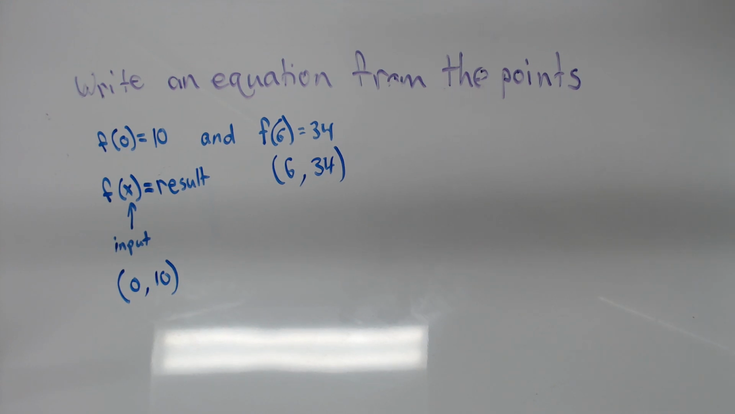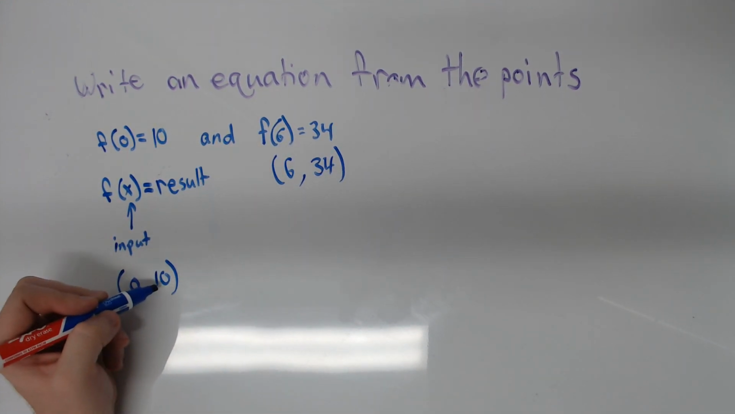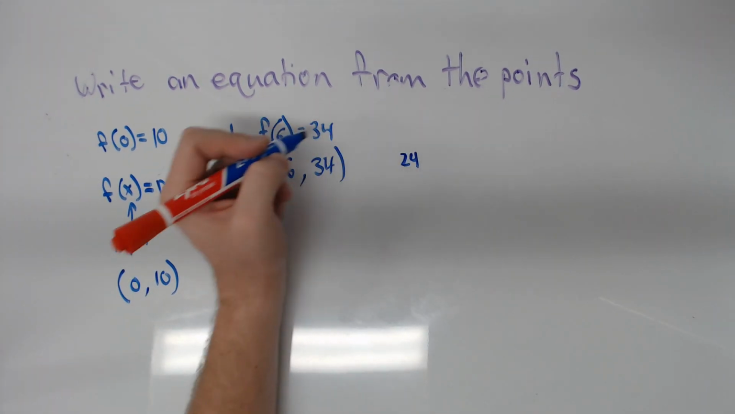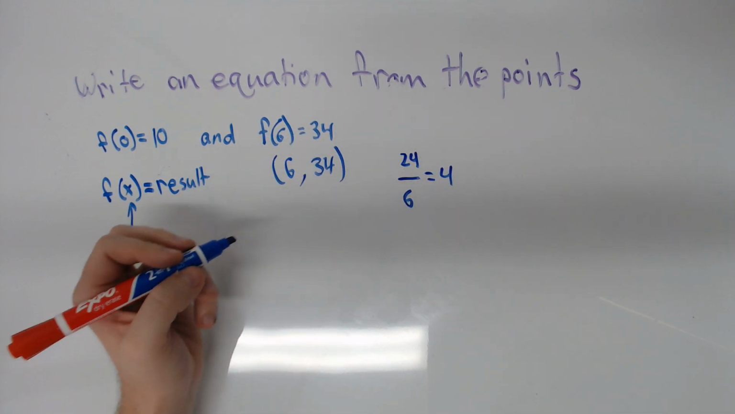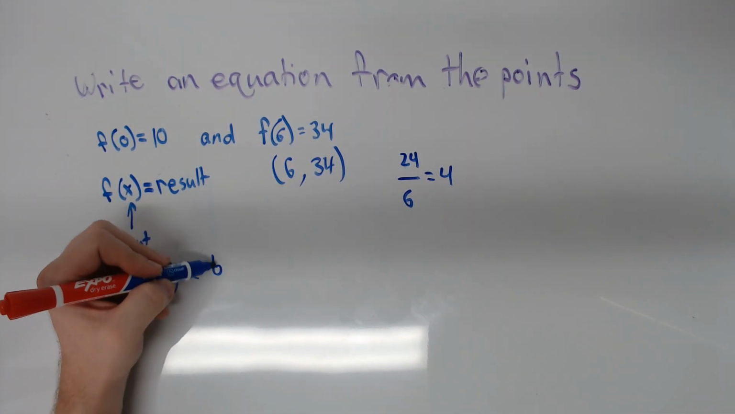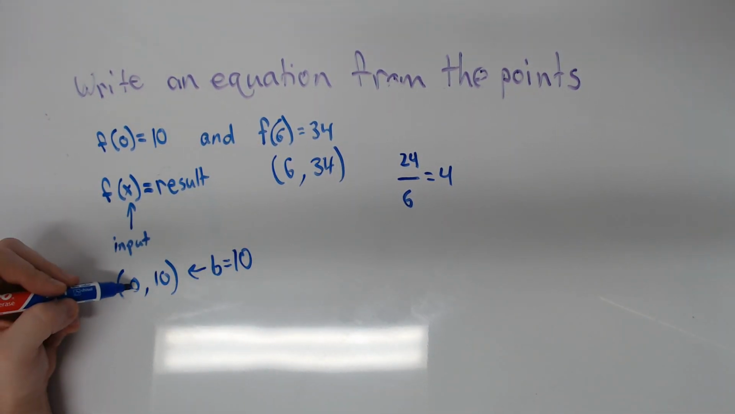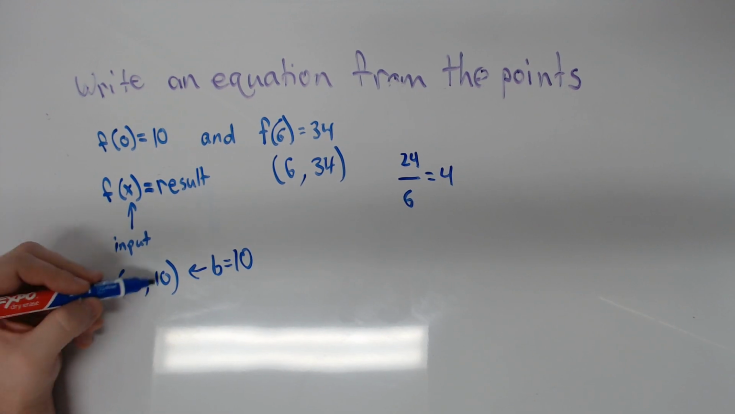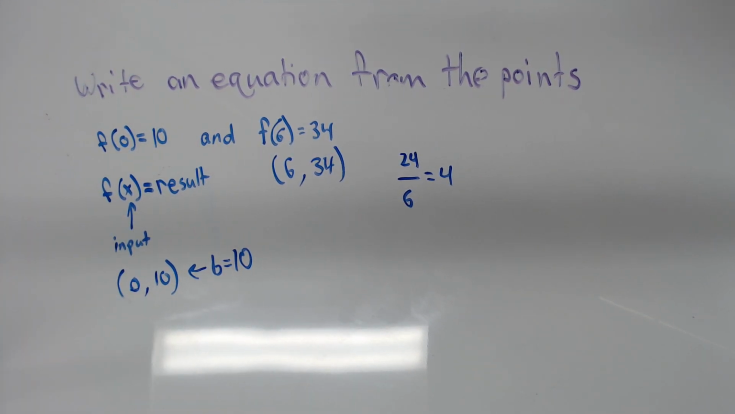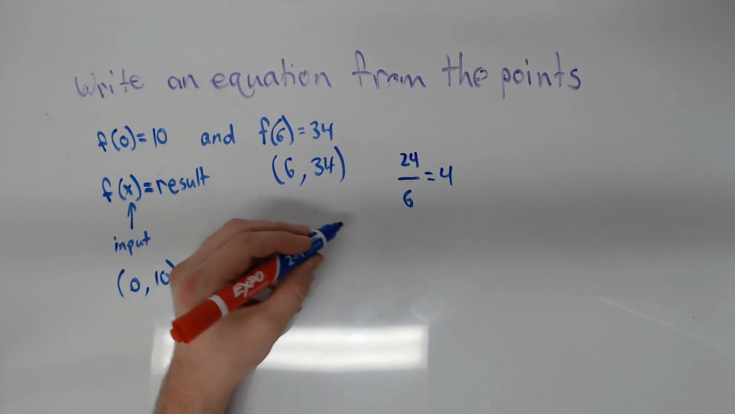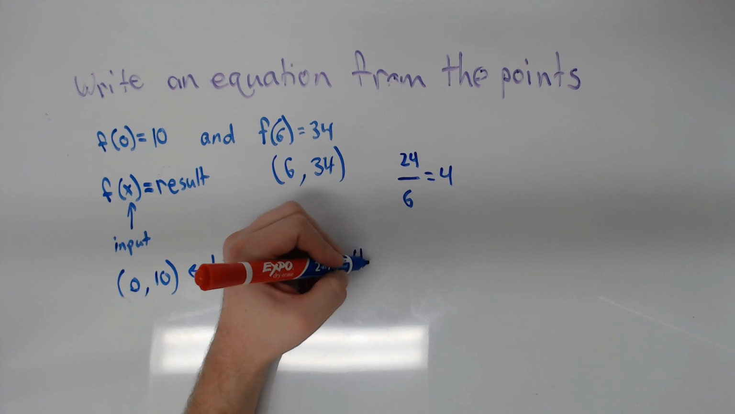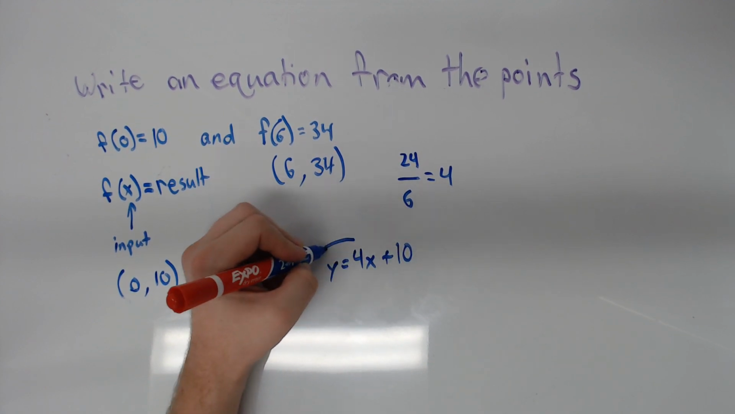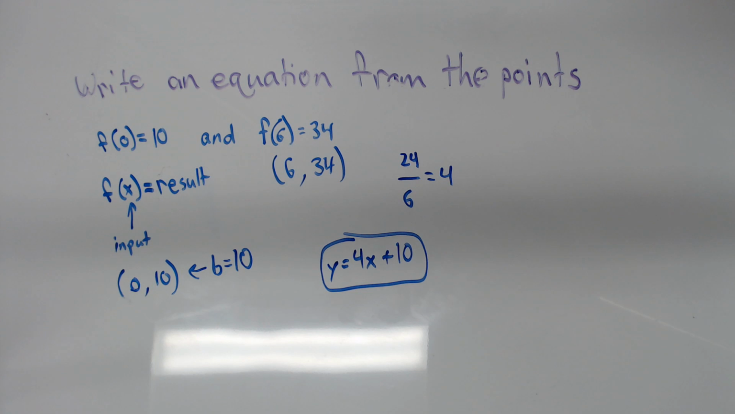All right, then it's the same as last problem. 34 minus 10 is 24. 6 minus 0 is 6, so my slope is 4. And then this 0 comma 10 tells me my b value is 10. Remember, I know that because x is 0. x is 0 tells me I'm looking at my y-intercept. All right, fill in the info. Slope of 4, y-intercept of 10. y equals 4x plus 10. Again, most basic thing we have to be able to do: once we have our info, we have to be able to plug it in.